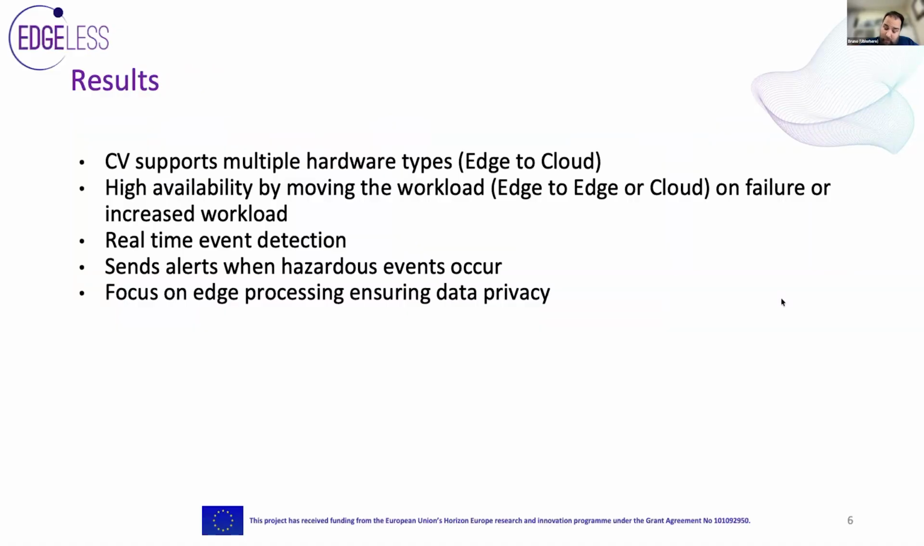We were able to keep high availability by moving the workload, mostly edge to edge. That's our focus, but also edge to cloud on failure or on increased workloads. We kept real-time event detection. That's what we had previously and we wanted to keep, and that was demonstrated as well. We are able to send alerts when hazardous events occur, because one of the main goals of our application is to detect hazardous events like crashes or detect incidents that occur.